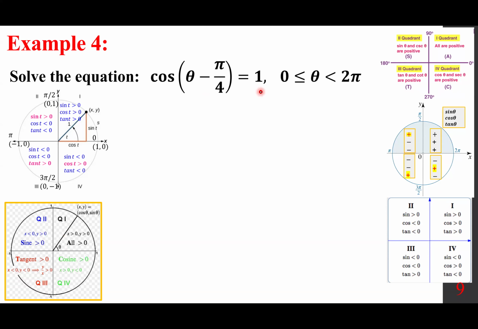cosine equals 1, okay? Cosine equals 1. Cosine of what angle, what arc? It's 0. So cosine of 0 equals 1. So theta minus pi over 4 must be 0, which makes theta pi over 4. And remember, from 0 to 2 pi, there's only one answer, because 2 pi is the same as 0 by the way.